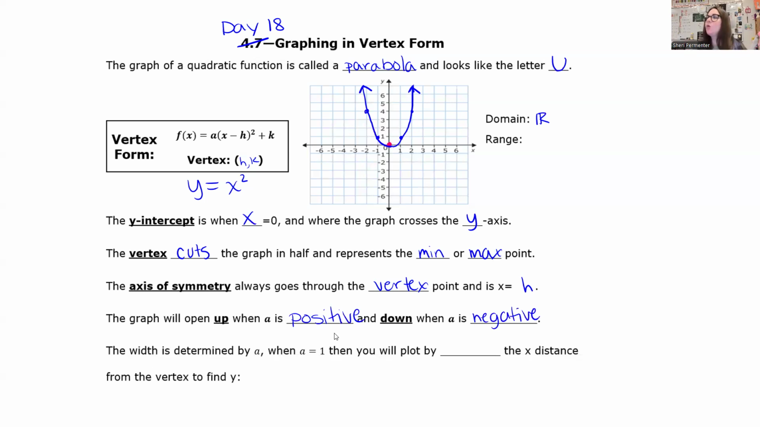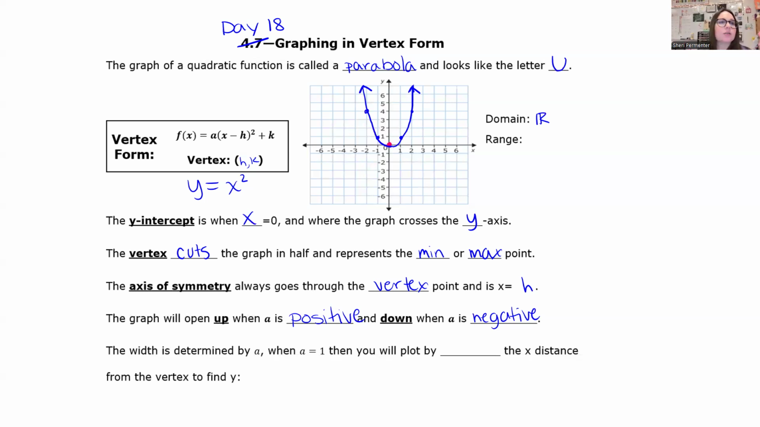So the width, how wide your graph is, because sometimes your graph is just regular. Sometimes your graph can be really wide. Sometimes your graph can be really skinny. All of that depends on A, and A is the number in front of the parentheses. A lot of times it's a 1, and when it's a 1, it's just like that. You go over 1, 1 squared is 1. You go over 2, 2 squared is 4, and it's that pattern. But if the number in front of the parentheses is not 1, then it's either stretched or compressed. Sorry, stretched or compressed vertically.